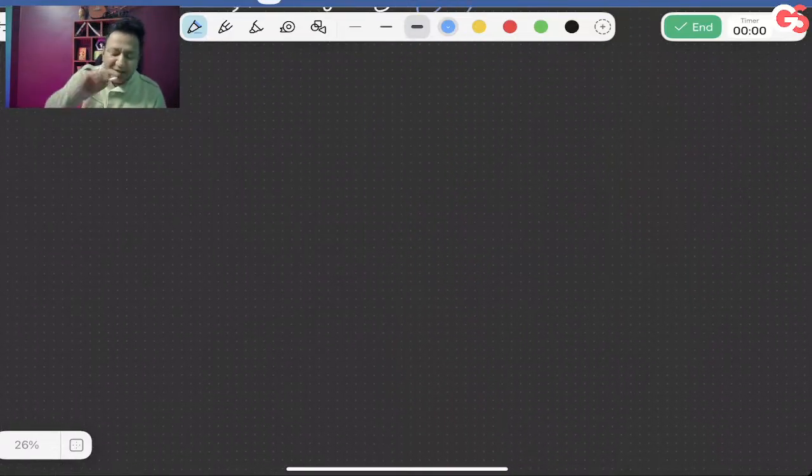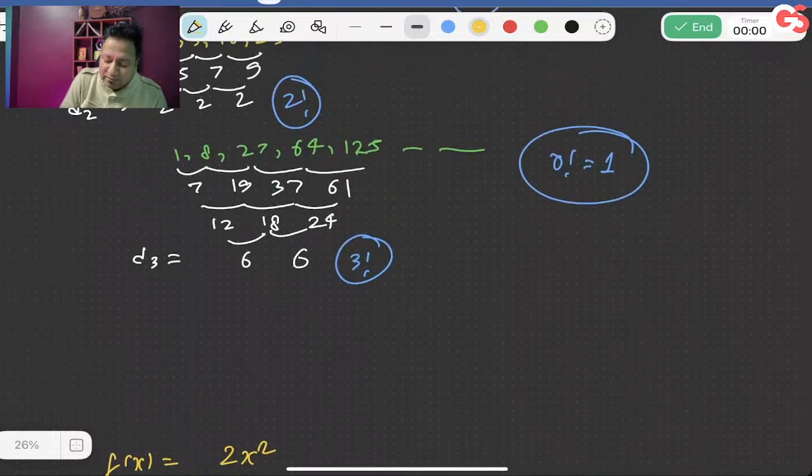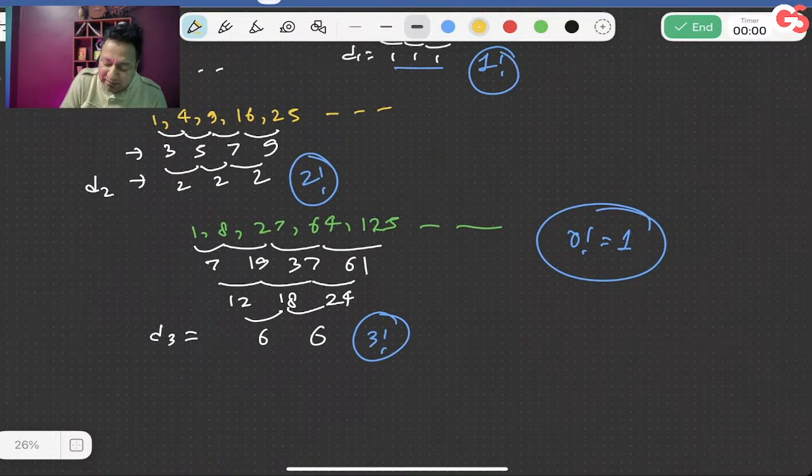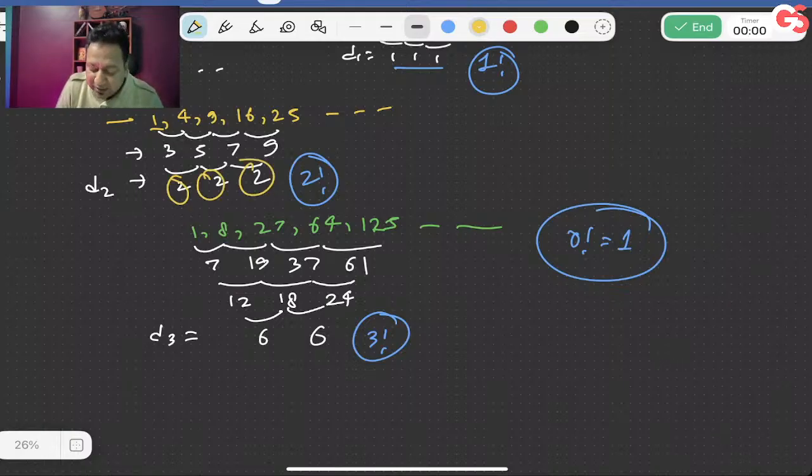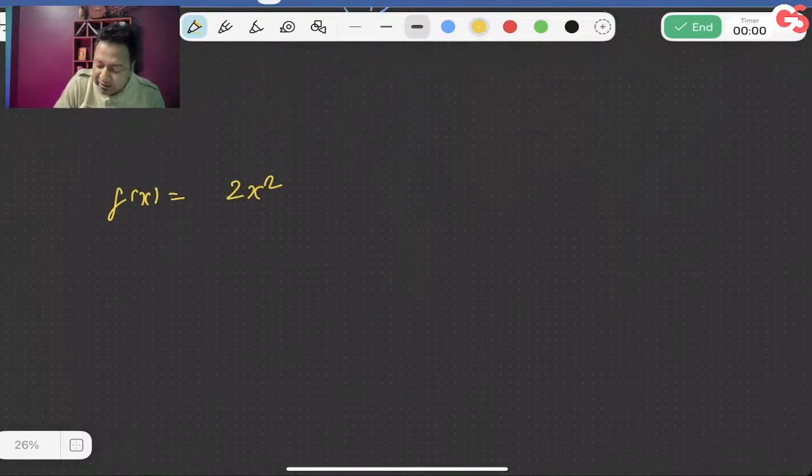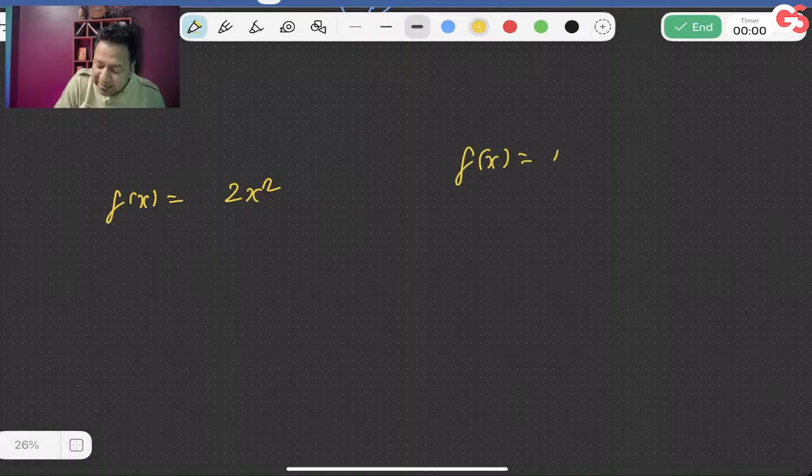Now, if that's the case, I tried to play with more functions. What if I take f(x) equal to 2x square? So what would ideally happen? Nothing would happen. The same thing will be there. It will double, so d2 will be 4 instead of 2, isn't it? So that means if the function is f(x) equal to ax square, then d2 will be a times factorial 2. Is that right?